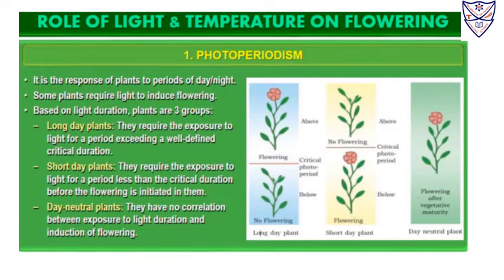Some plants require light to induce flowering. Based on the light duration, the plants can be put into three groups. They are long day plants, short day plants, and day neutral plants. Long day plants require exposure to light for a period exceeding a well-defined critical duration. Short day plants require exposure to light for a period less than the critical duration before flowering is initiated. Day neutral plants have no correlation between the duration of light exposure and the induction of flowering.